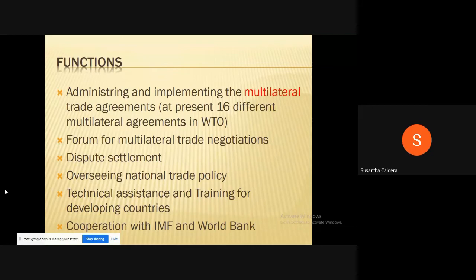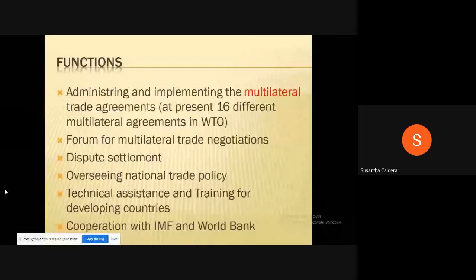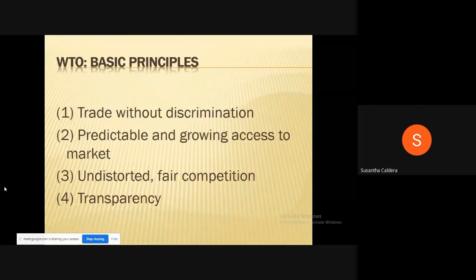Technical assistance and training for developing countries. Cooperation with IMF and World Bank. Earlier, GATT was not dealing directly with IMF and World Bank. But the WTO, World Trade Organization, is working hand in hand with IMF and World Bank. Right? WTO basic principles: trade without discrimination.